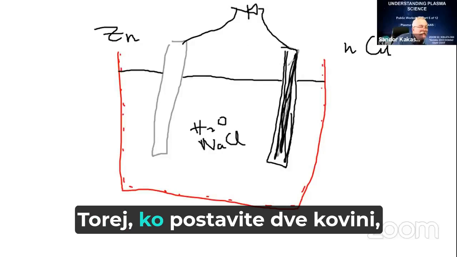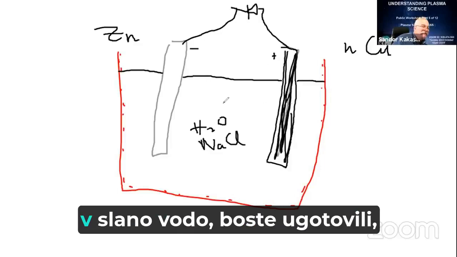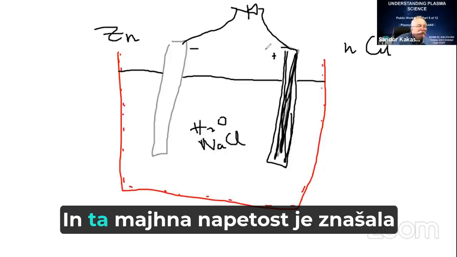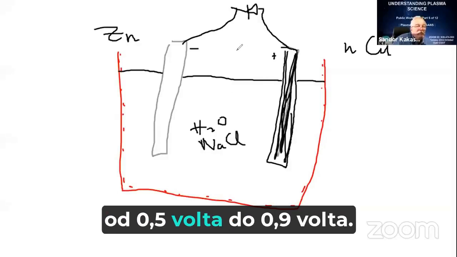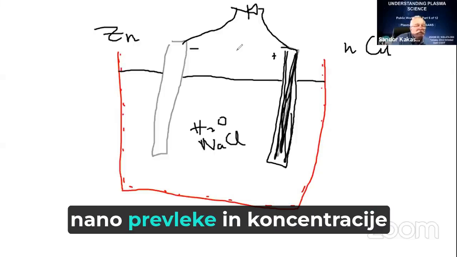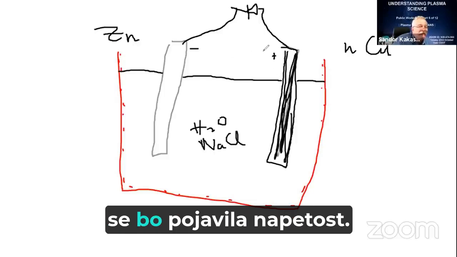So what happens here? Once you put two metals of different kind into a salt environment, into salt water, you will find that there will be a little voltage in between. And this little voltage used to be some 0.5 volts up to 0.9 volts. It depends on the quality of your nano coating and the concentration of salt. But anyway, the voltage will appear here.